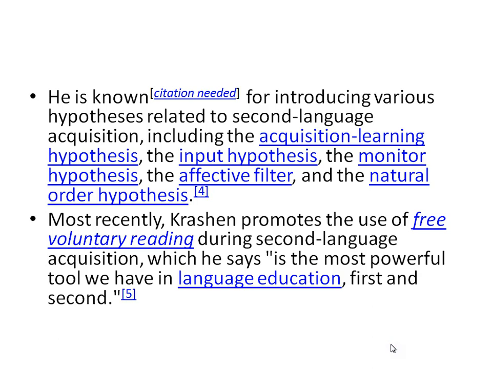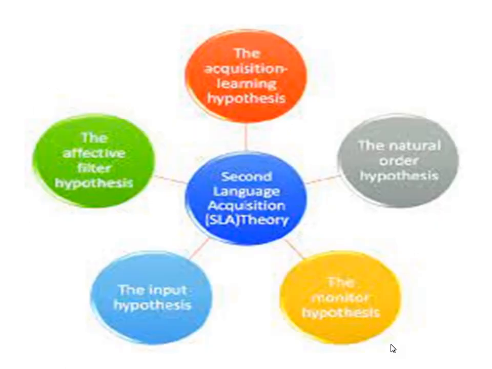Okay, so Krashen's monitor model is a combination of 5 hypotheses regarding language acquisition. They are the acquisition and learning hypothesis, monitor hypothesis, affective filter hypothesis, and input hypothesis. The combination of these 5 hypotheses is called the monitor model.